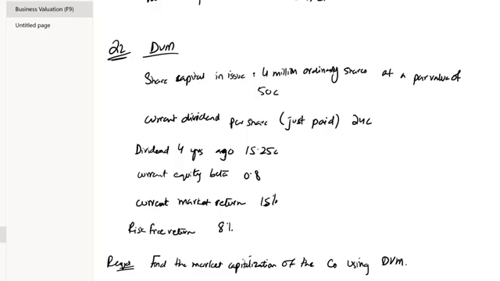Now, first of all, what is market capitalization and how do we compute it? We compute the market capitalization with the formula current market price per share into number of ordinary shares. Let's move on to the solution.